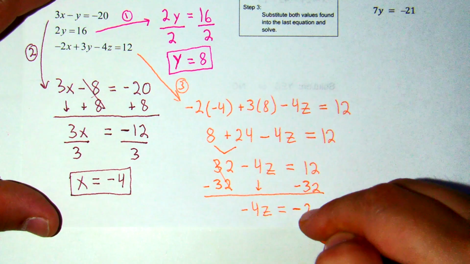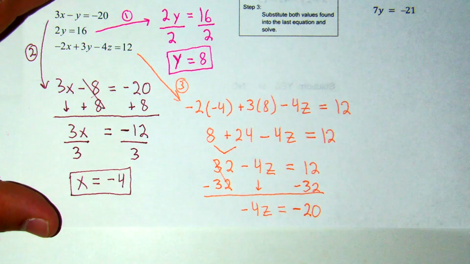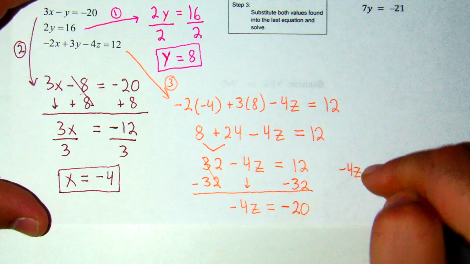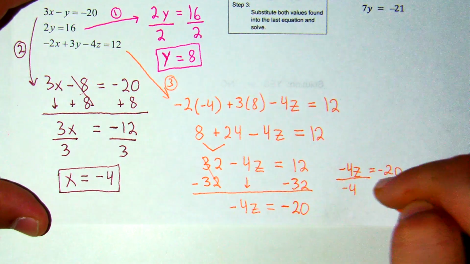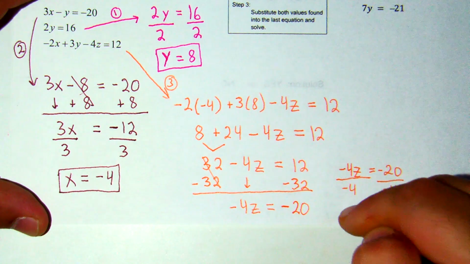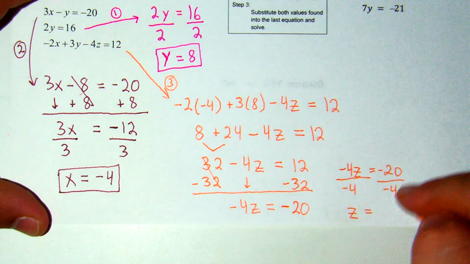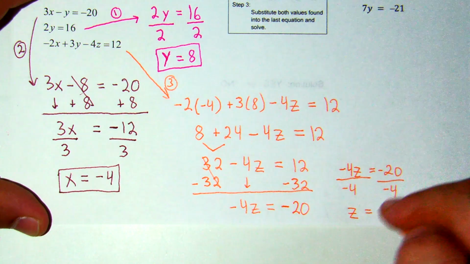And our last step is to divide by negative 4 on both sides. So I'll show that here on the side. So we get negative 4z equals negative 20. Divide by negative 4. And we get z equals negative divided by negative is a positive, and 4 goes into 20 5 times.